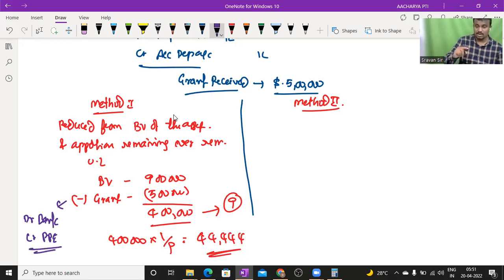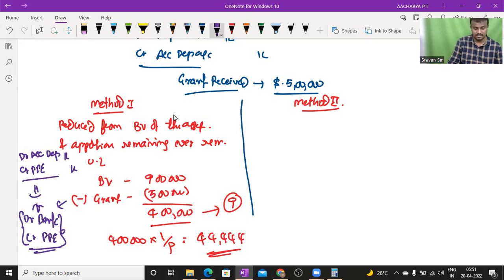So generally we have to adjust the accumulated depreciation account also, right? So first we have to write what? That accumulated depreciation is transferred to PPE, then debit accumulated depreciation, credit PPE, that 1 lakh is a transfer. Then we write this entry.